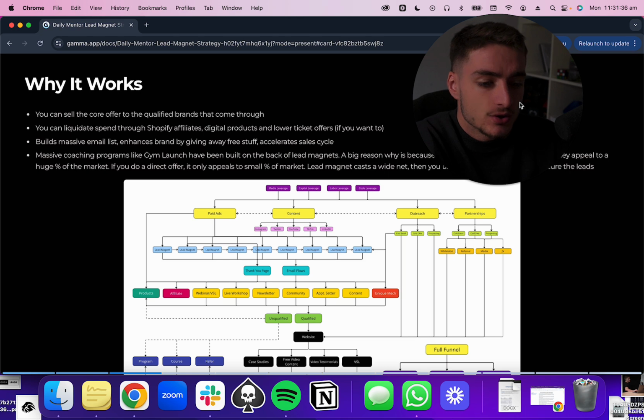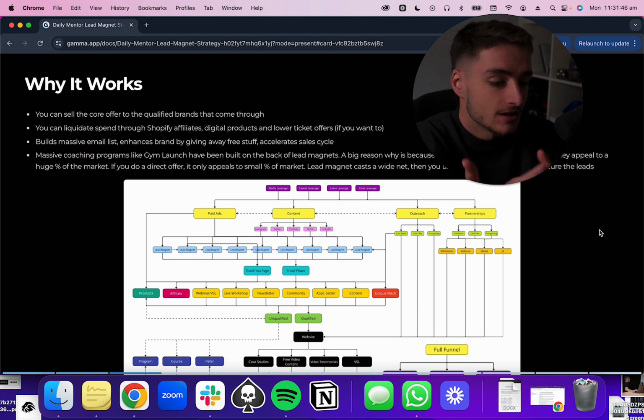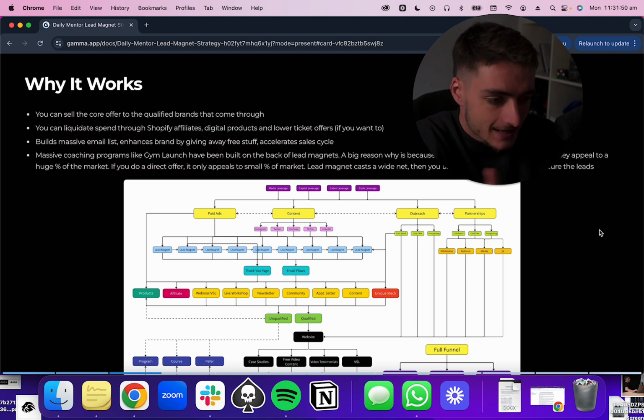So like I said, you can sell the core offer to whoever you want. The qualified brands that come through, if they come through via a lead magnet, they will end up being able to be converted because you're going to reach out to them. You're going to get them on your email list. You're going to reach out to them with calls, texts, SMS, whatever. You can retarget them with your direct offer application funnel, etc.